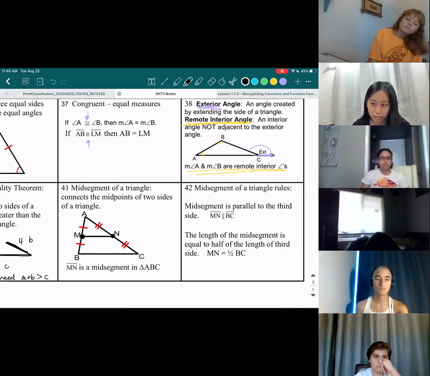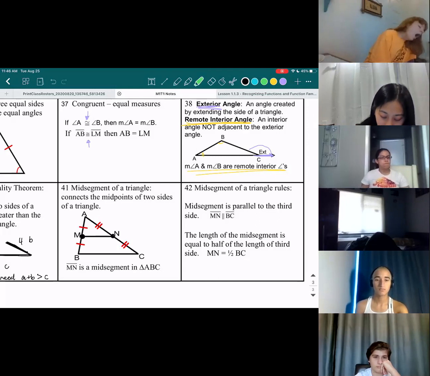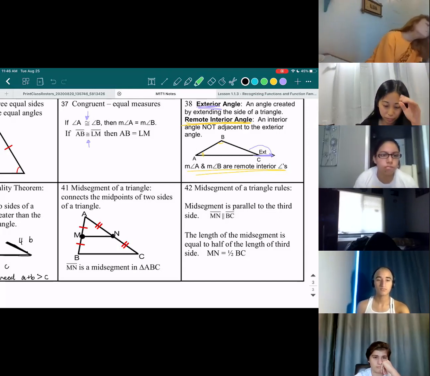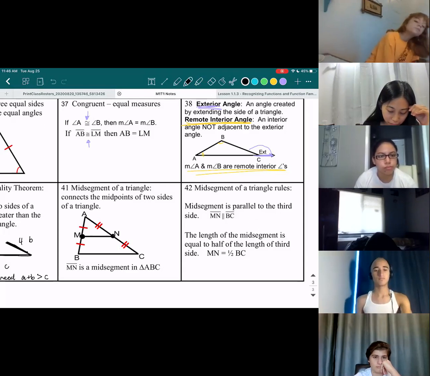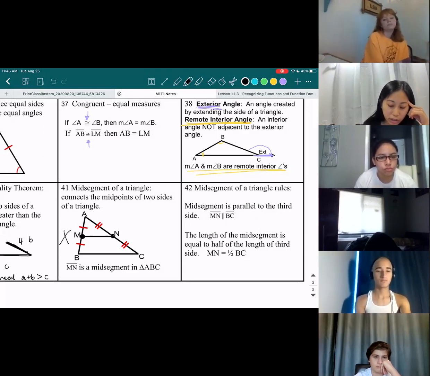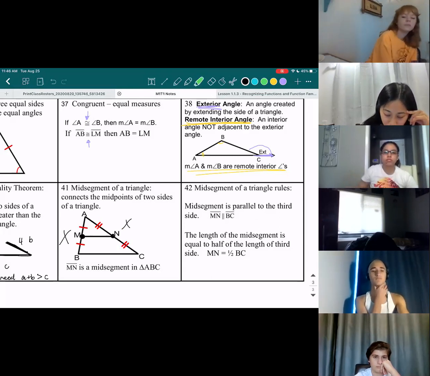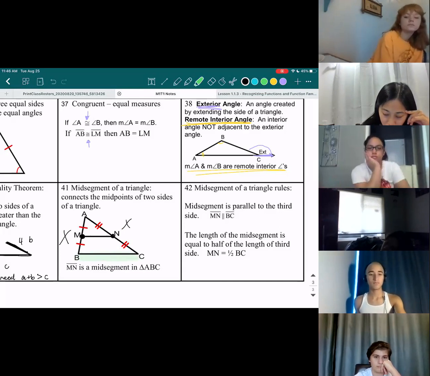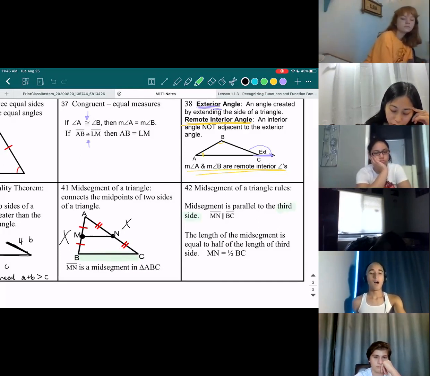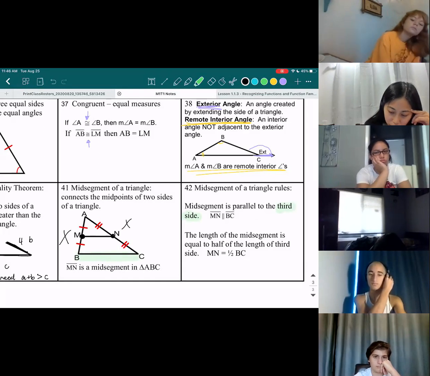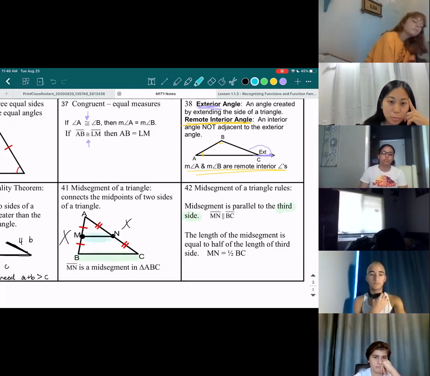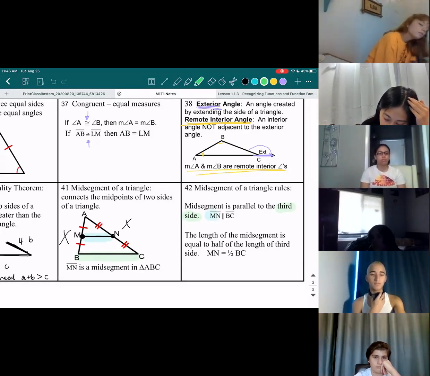The first rule that applies to mid-segments is that your mid-segment is parallel to the third side. Let me highlight that third side. We put a midpoint on AB, so we're not talking about this line. We put a midpoint on AC, so we're not talking about this line anymore. The third side that we are talking about is BC. So your MN, your mid-segment, I'll put it in blue. Your blue line is parallel to your green line. Your MN is parallel to BC.